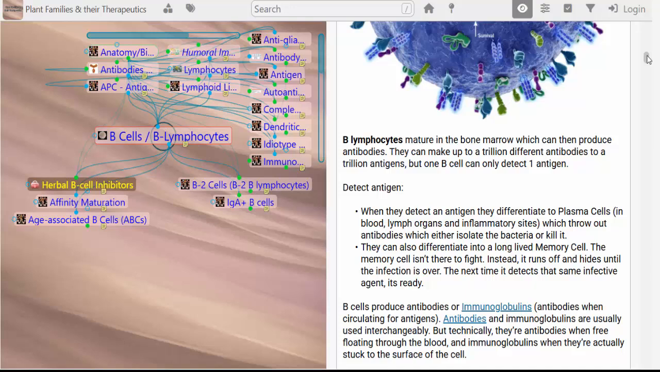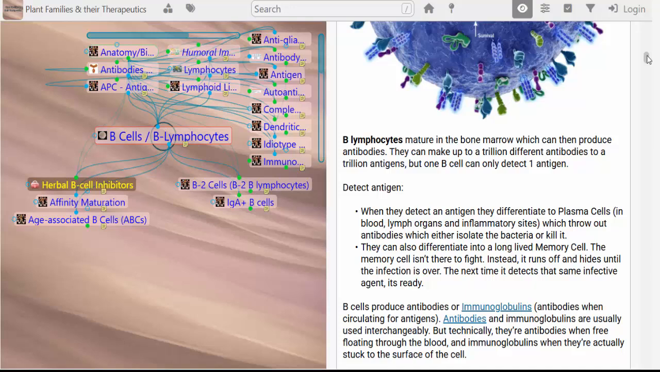However, one B cell can only detect one antigen. When they detect an antigen, they differentiate into plasma cells in blood, lymph organs, and inflammatory sites, which throw out antibodies, which either isolate or kill the bacteria. And then, as we mentioned, they can differentiate into long-lived memory cells.